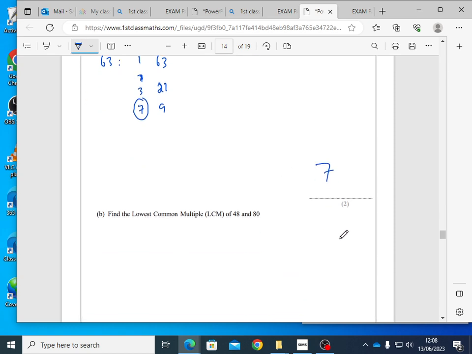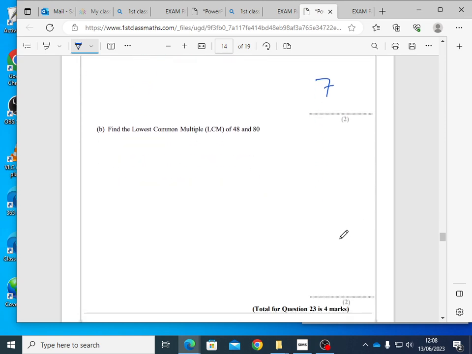Okay. The next one, find the lowest common multiple. Now again, go on your calculator, press 48, then press equals. So 48, press equals, that stores as your answer. Then do answer add 48, and then it will give you the 48 times table. The next one is 96. Check if 80 goes into it. No, it doesn't. So press equals again.